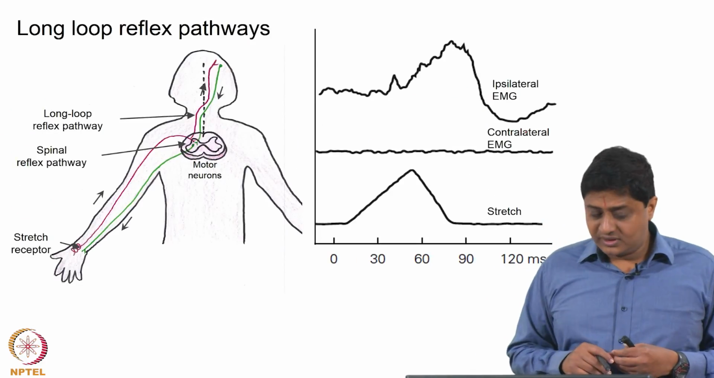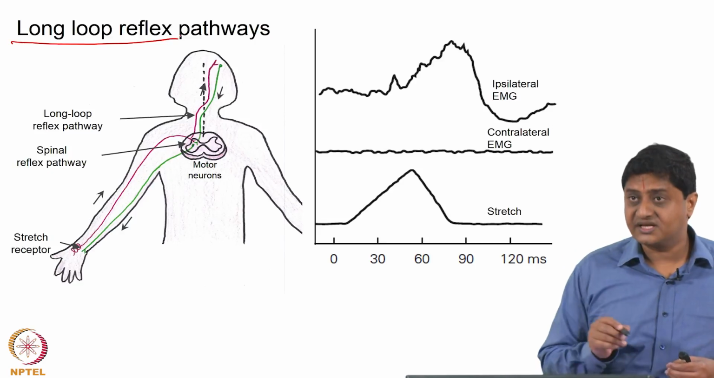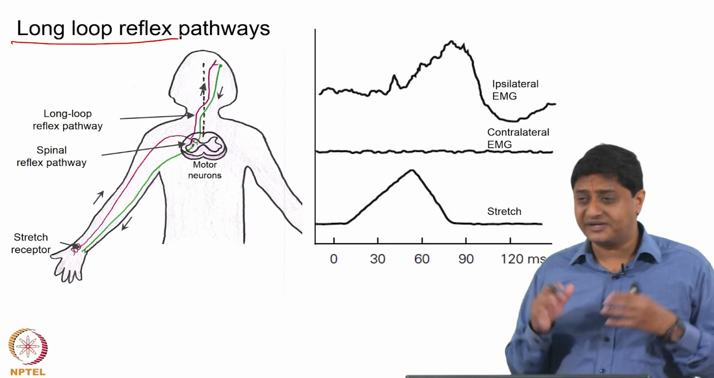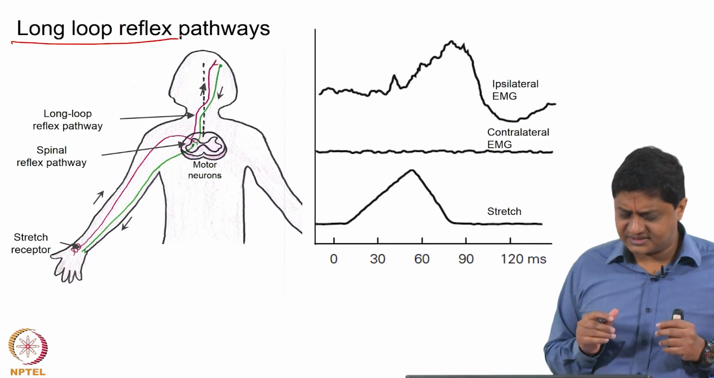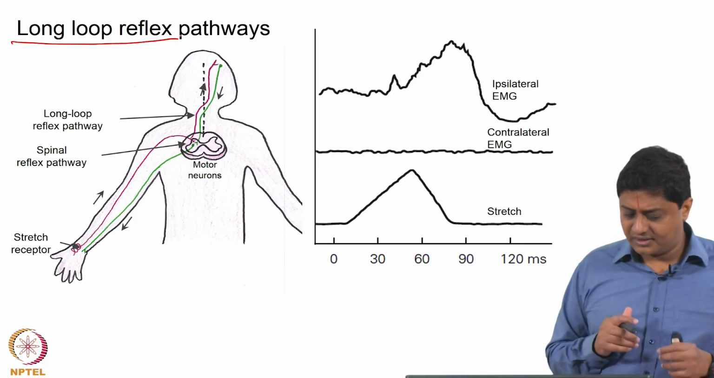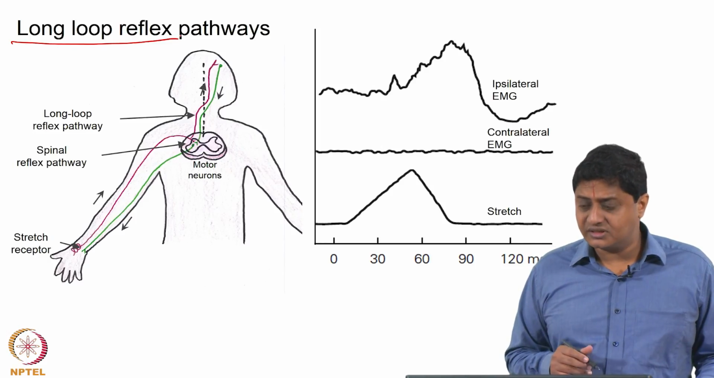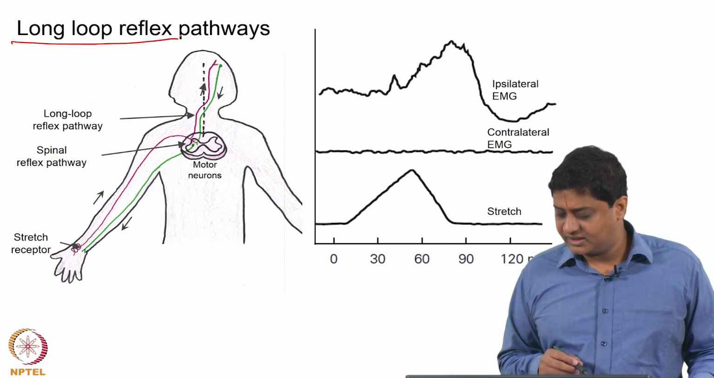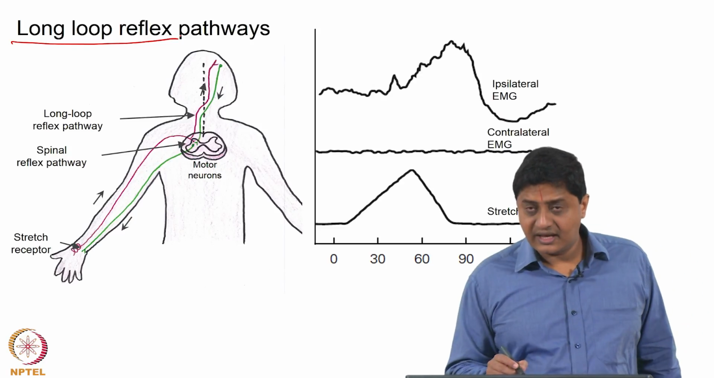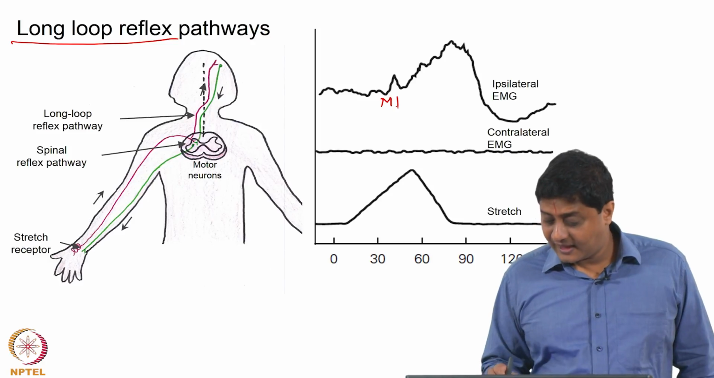Okay. Now, another case is the case of long loop reflexes. What is this? This must somehow involve the higher brain centers. We will discuss what these higher brain centers are later, but for now let us just say that there is a response that is measured at relatively short latencies, which we are going to call, for want of better terminology, M1.